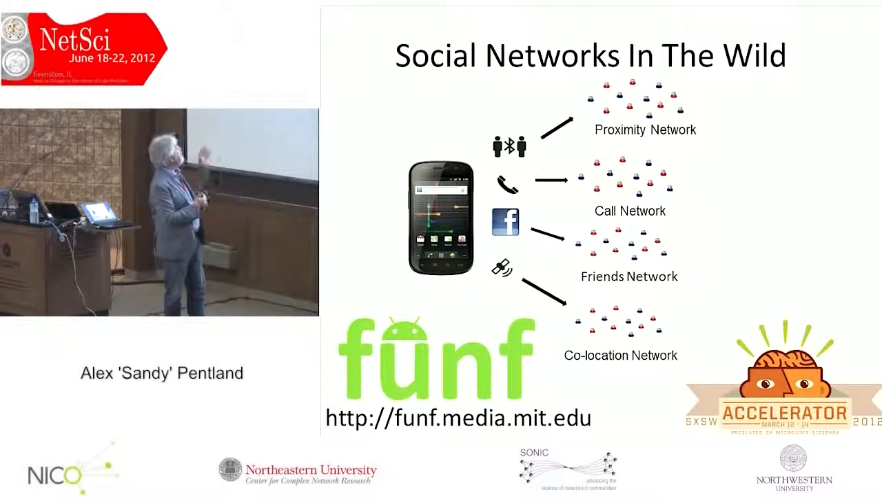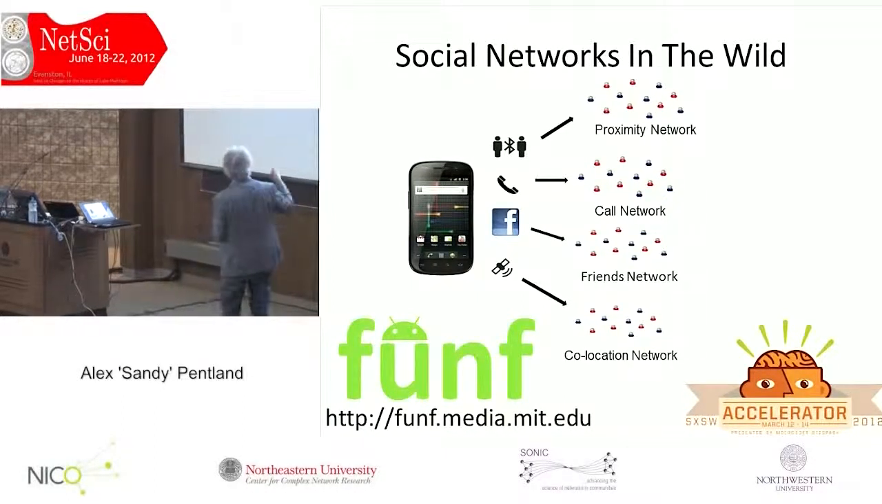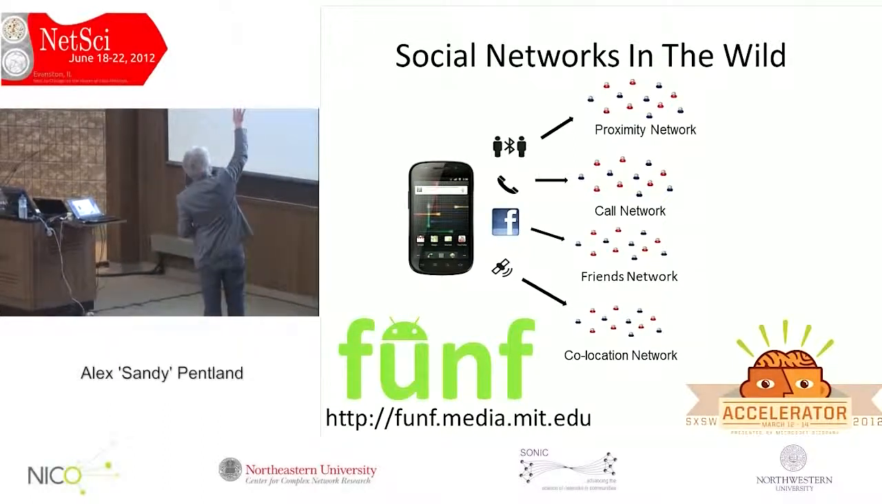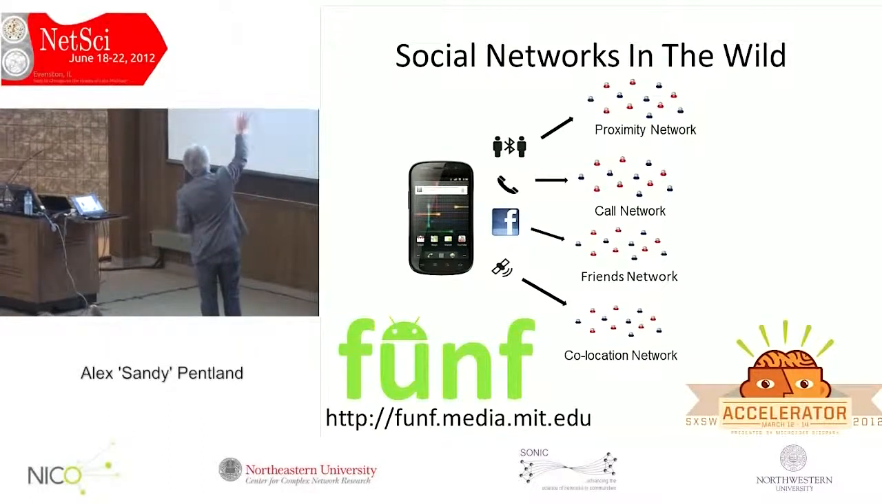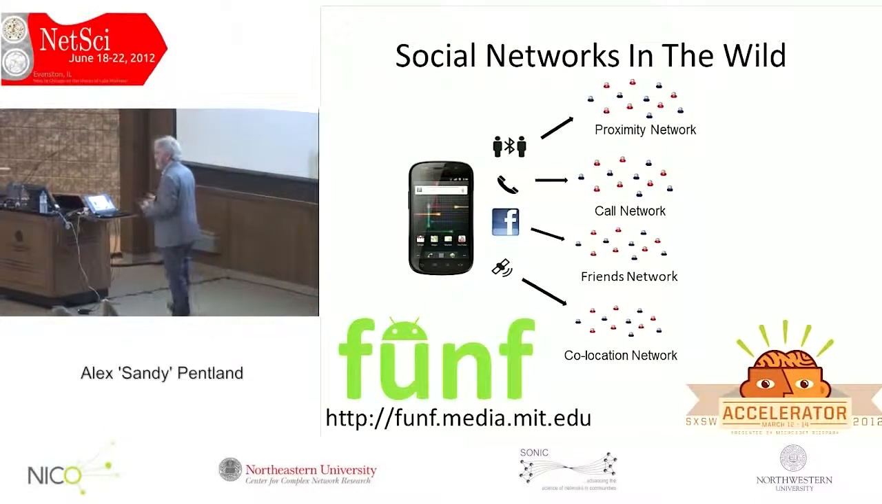So for several years, we've been building systems that run on mobile phones to measure these networks. A smartphone today can give you several types of networks: proximity, who you spend time with, who you call. It can look at your Facebook, and it can look at whether you go to the same places. These are all types of social networks.